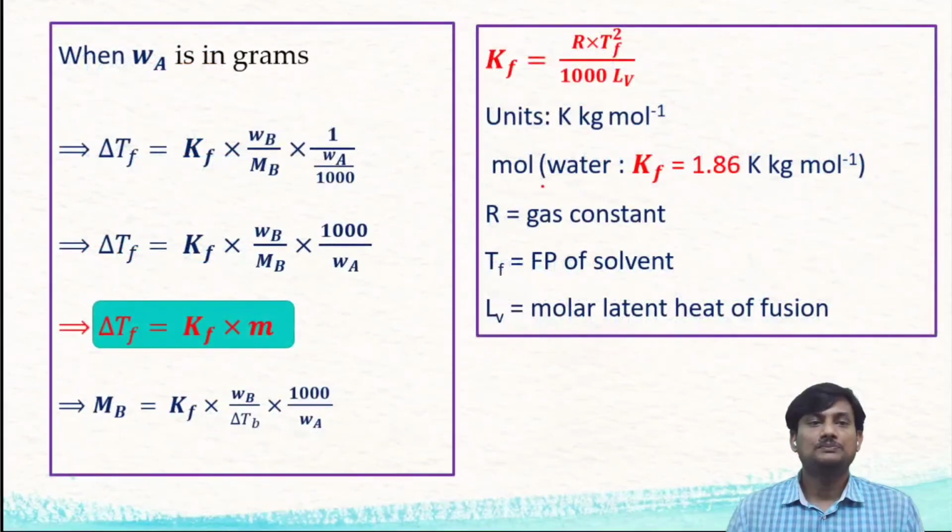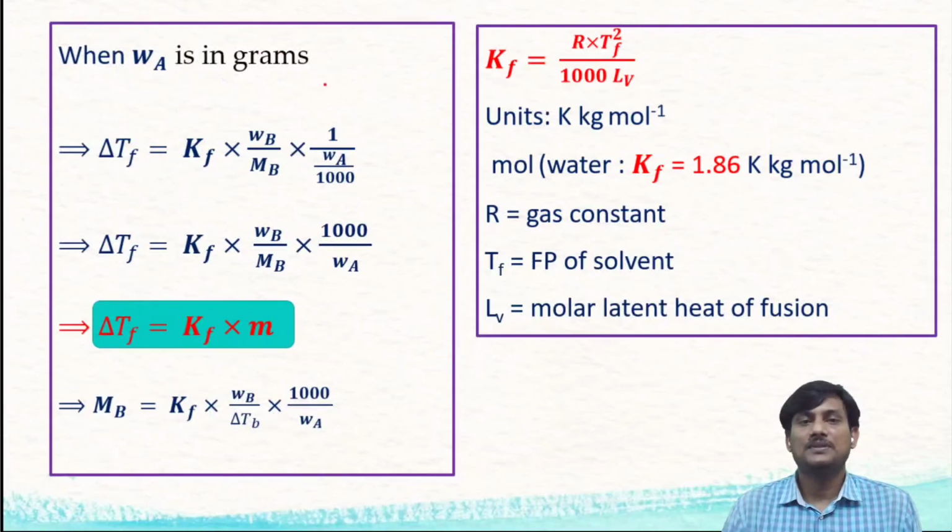Suppose when you take WA in grams, in the earlier equation WA is in kilograms. When you convert it into grams, then in place of WA, you have to take WA by 1000. So the equation will be delta TF is equal to Kf into WB by MB into 1000 by WA.